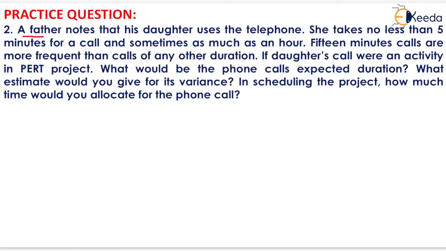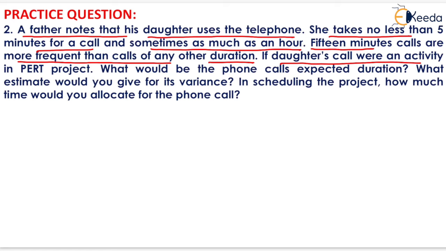The question is given as: a father notes that his daughter uses the telephone. She takes no less than 5 minutes for a call and sometimes as much as an hour. It means that the optimistic and pessimistic times are given, that is 5 minutes and 1 hour, that is 60 minutes. Now, 15 minute calls are more frequent than calls of any other duration. It means that the most likely time is given as 15 minutes.